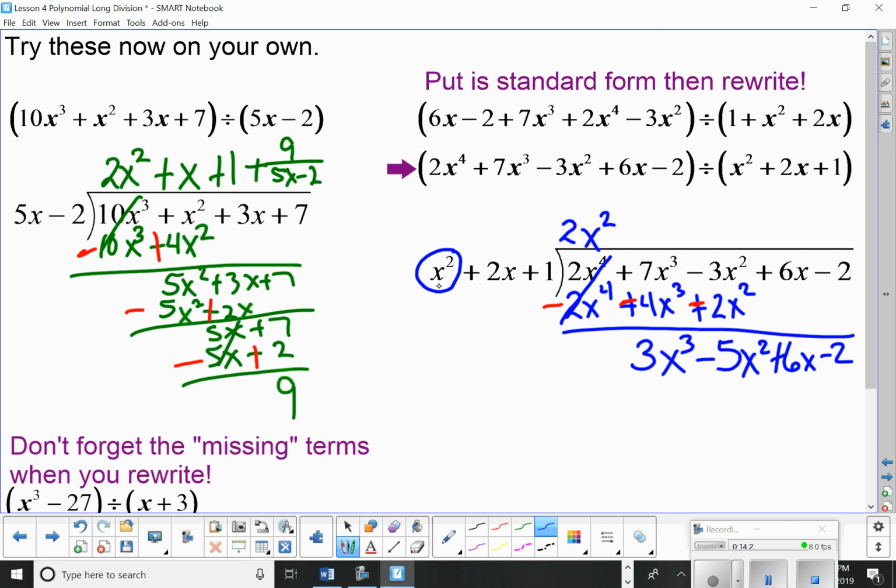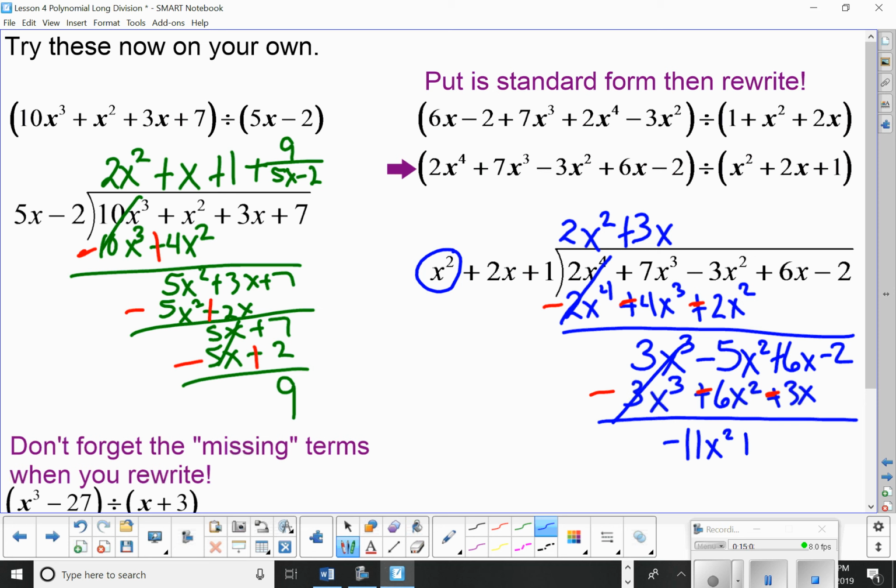Now, again, I'm looking at the x squared and the 3x cubed. Well, that will go in 3x times. 3x times x squared is 3x cubed. 3x times 2x is 6x squared. 3x times 1 is 3x. Remember to subtract. Then add each one. This pair is 0, negative 5, negative 6. I have negative 11x squared. 6 minus 3 leaves me still with a 3x. And then I've got my minus 2.